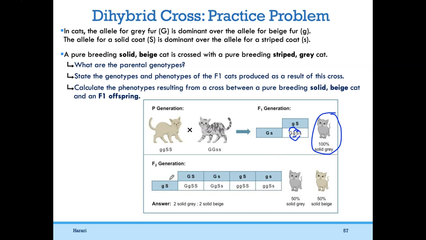So this gamete from this cat is always going to be little g, little s, but this solid gray cat, depending on meiosis, can produce sperm and egg with any of these combinations. It can be big G, big S, big G, little s, little g, big S, or little g, little s. So you can produce 4 different genotyped cats. It turns out that 50% will end up being solid and beige, 50% will be solid and gray. So that is the answer.